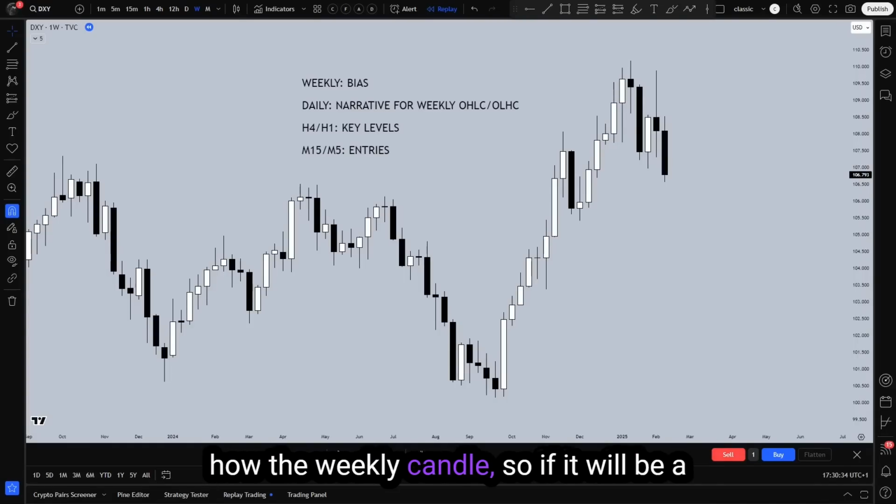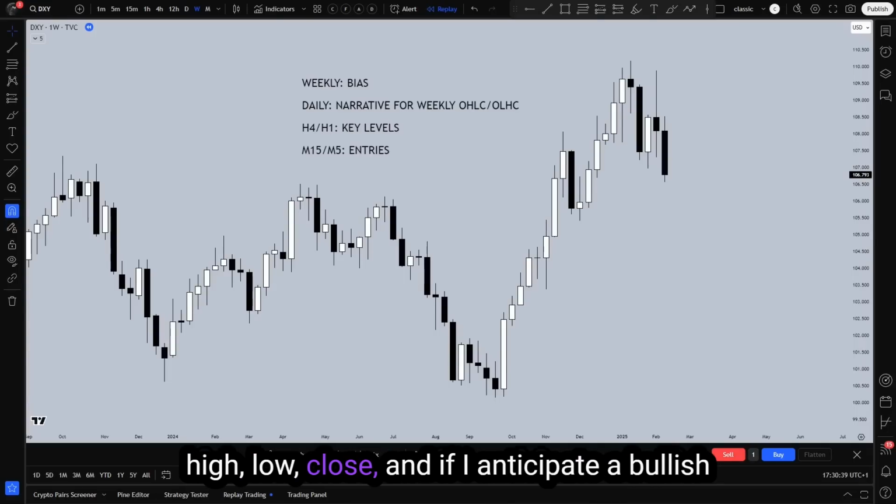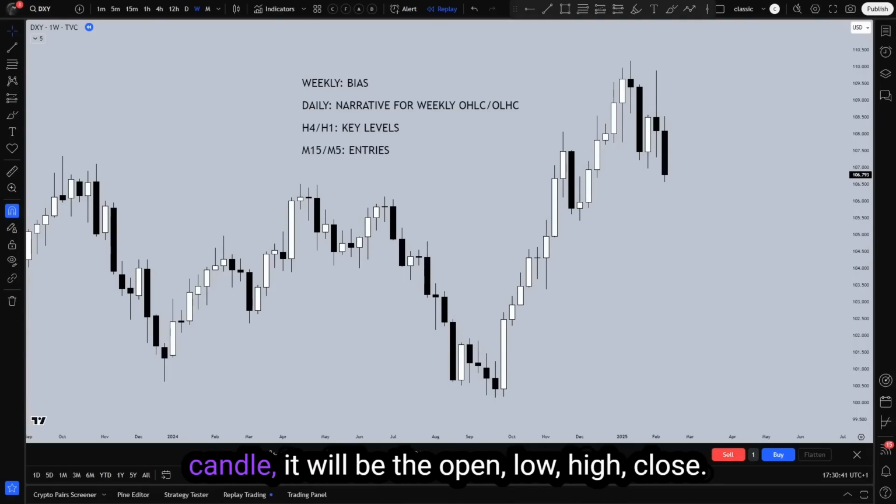The daily I use for my narrative of how the weekly candle will form. If it will be a bearish candle, then it will be the open high low close, and if I anticipate a bullish candle, it will be the open low high close.